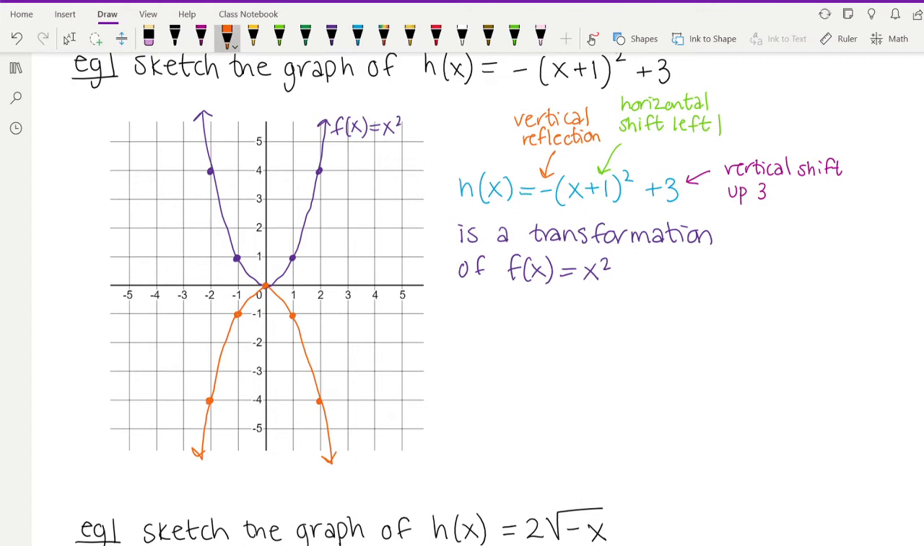Now we want to shift it to the left 1 and up 3. So we can take each of these key points and just move them left 1, up 3. Left 1, up 3, left 1, up 3, and so on for each point. And then we can connect the dots, and that is our final graph. That is the graph of h of x.